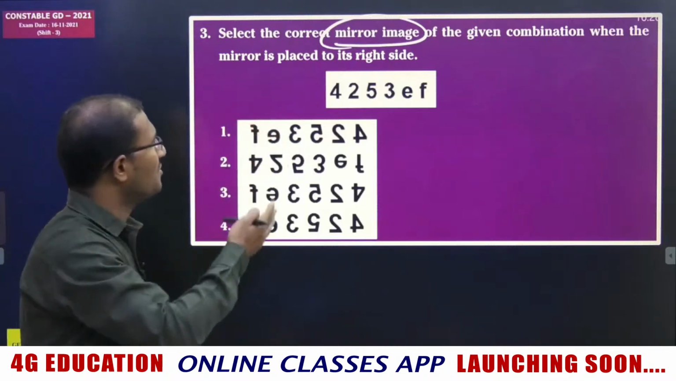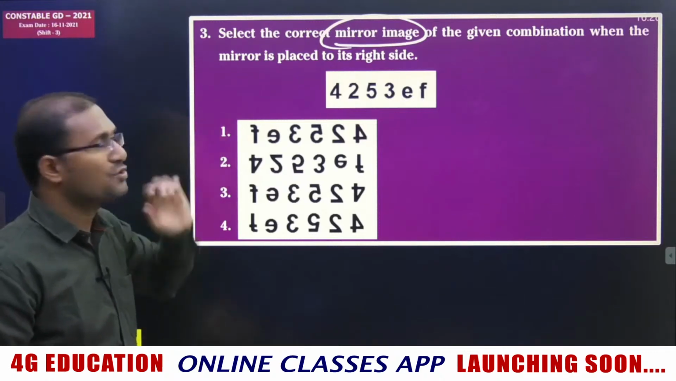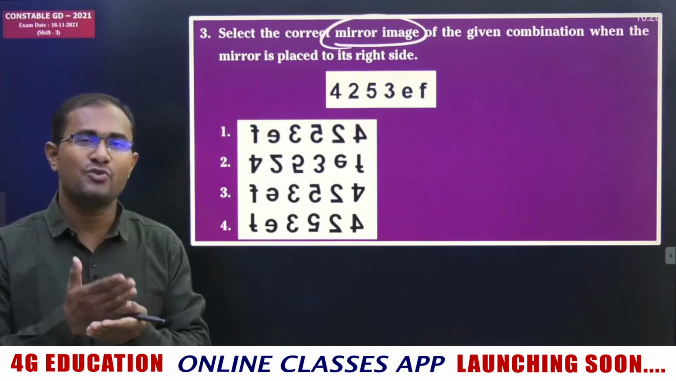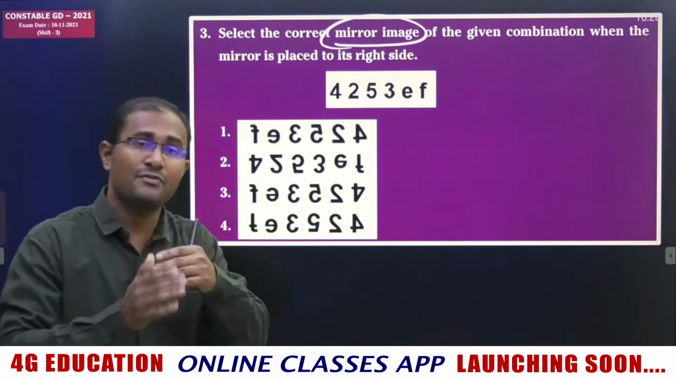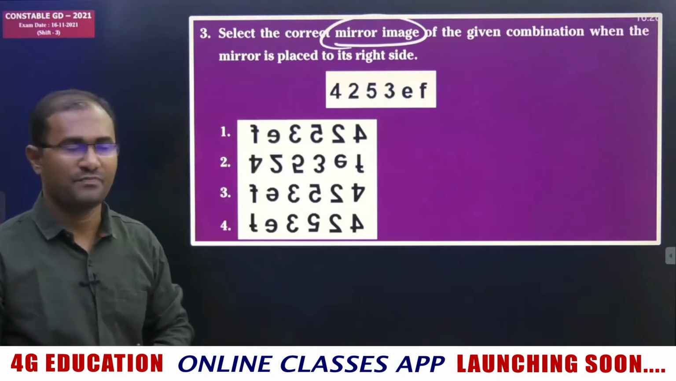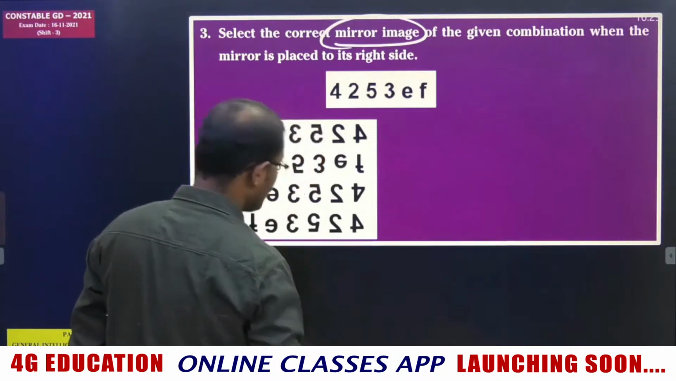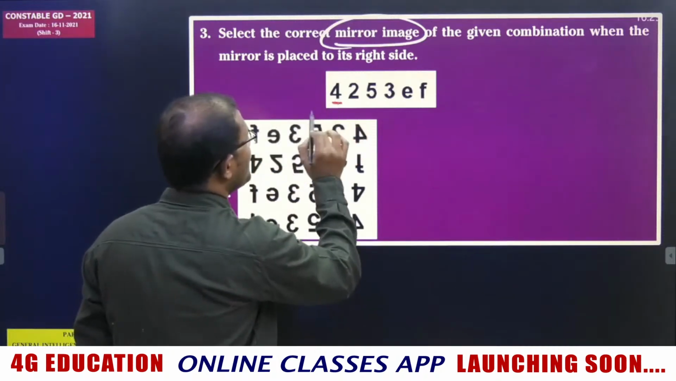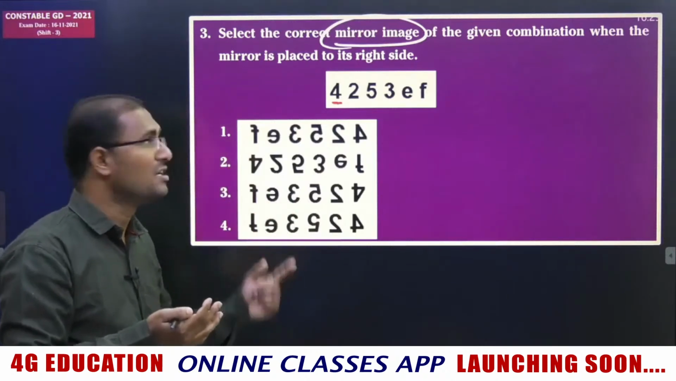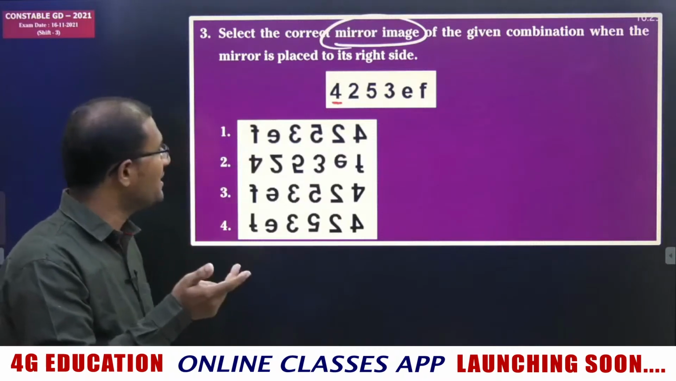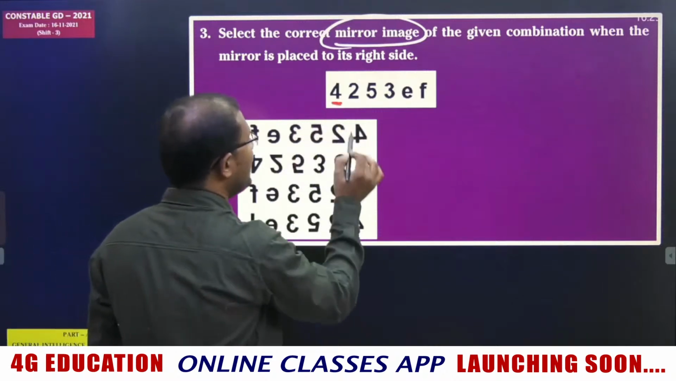Here in this combination we have numbers as well as letters. For the mirror image concept, the leftmost part becomes the rightmost part and the rightmost part becomes the leftmost part after applying the mirror image concept. As 4 is at the leftmost place before applying the mirror image, in your option 4 must be present at the rightmost place, with left and right interchanged. So now 4 should be at the rightmost place.